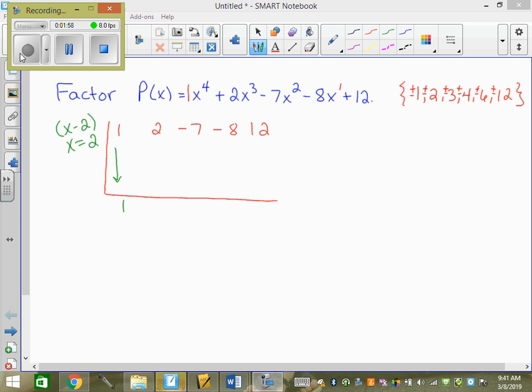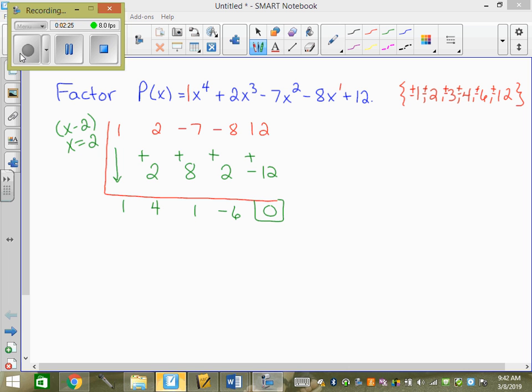1 times 2 is 2. Then we add. 2 plus 2 is 4. Then we multiply. 2 times 4 is 8. Then we add. Negative 7 plus 8 is 1. Then we multiply. 2 times 1 is 2. Then we add. Negative 8 plus 2 is negative 6. Then we multiply. 2 times negative 6 is negative 12. Then we add, it is 0.